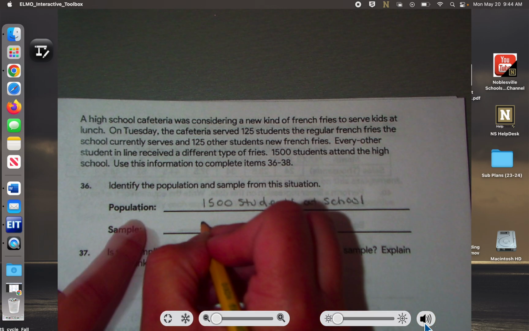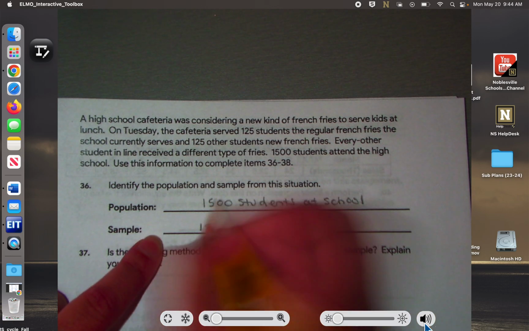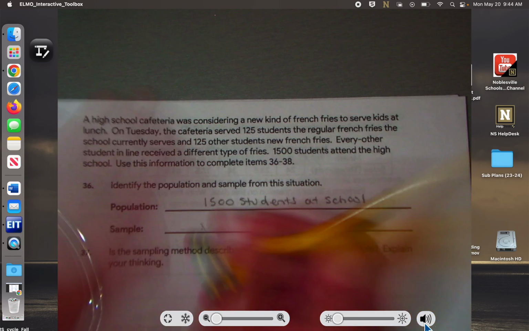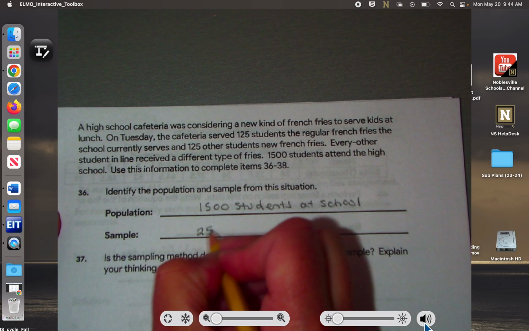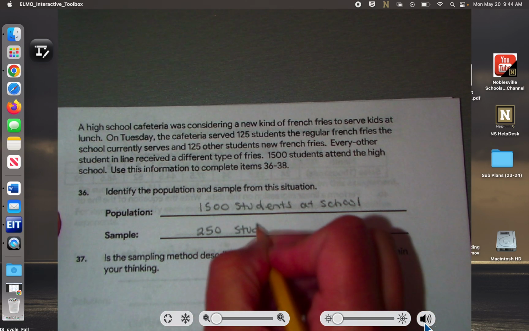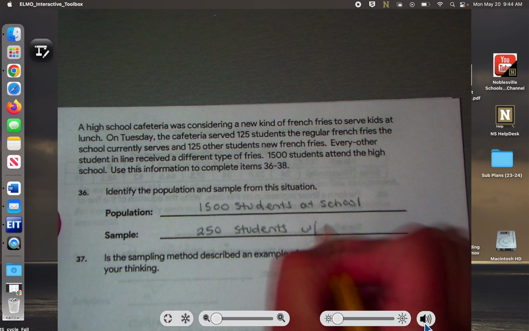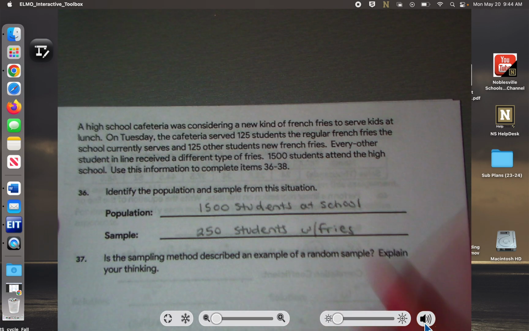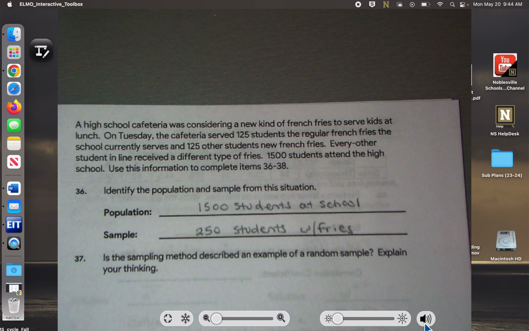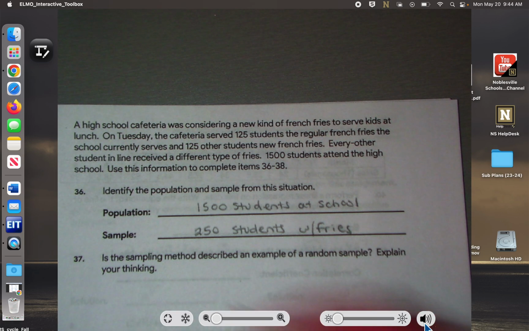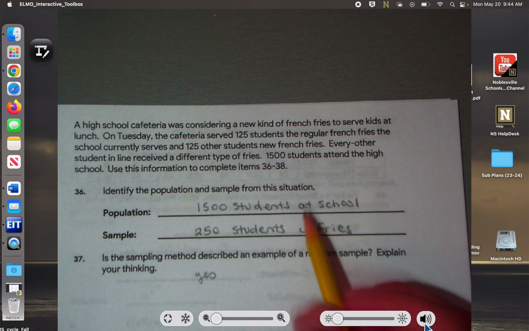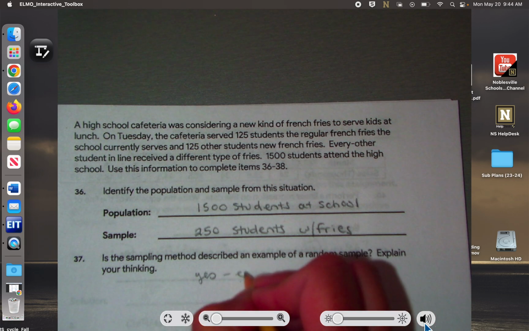And the sample is 250 students with fries, right? So the whole 1,500, only 250 were actually given the two, old and new, and actually asked about it. Okay, is it an example of a random sample? Yes, because it was every other student.